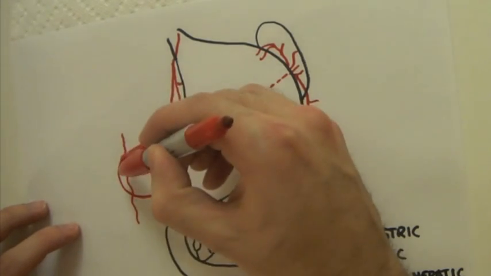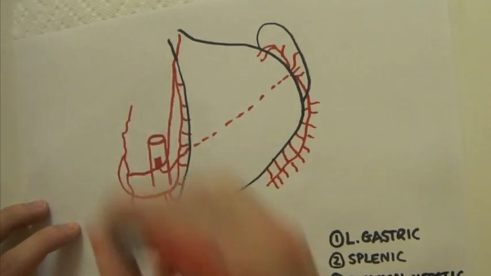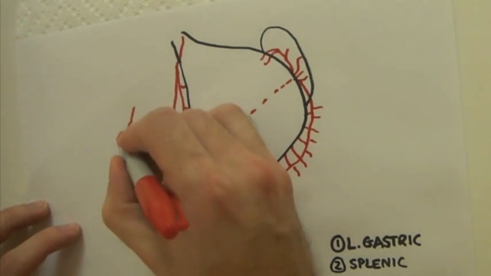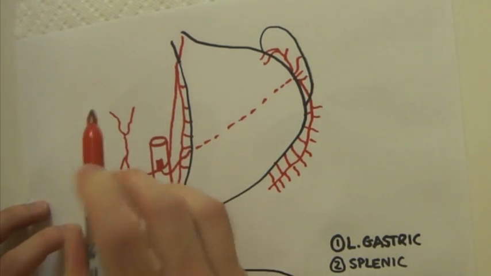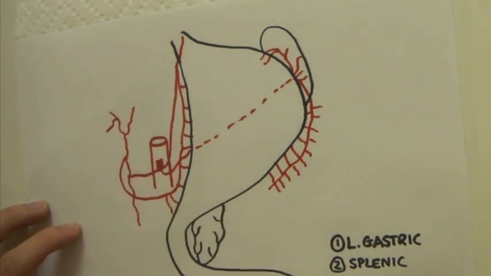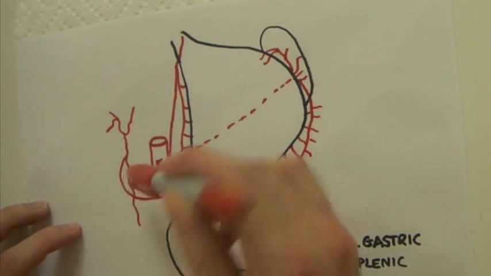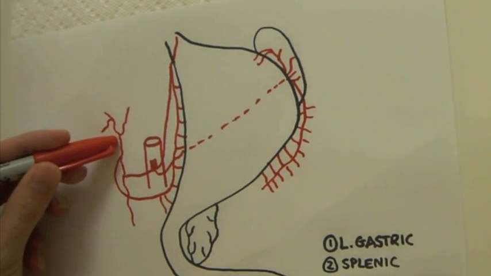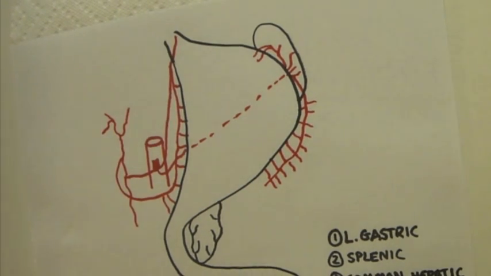Back to the proper hepatic artery. It too is going to bifurcate into the left hepatic artery and the right hepatic artery. Sometimes you'll see, accompanying the common bile duct or the common hepatic duct, a cystic artery coming off the right hepatic artery. So let's recap that again. Common hepatic, proper hepatic, left hepatic, right hepatic, cystic artery.